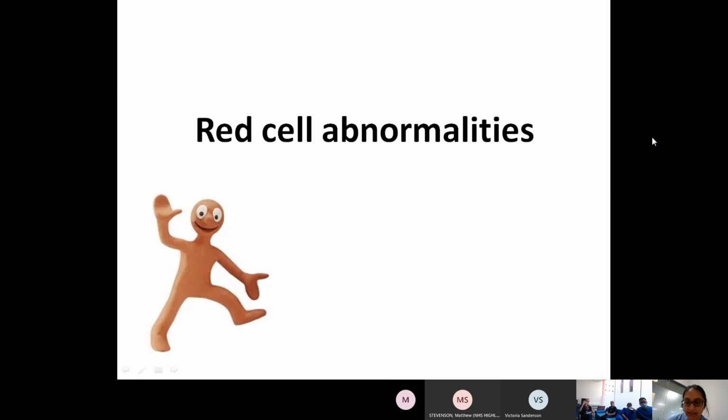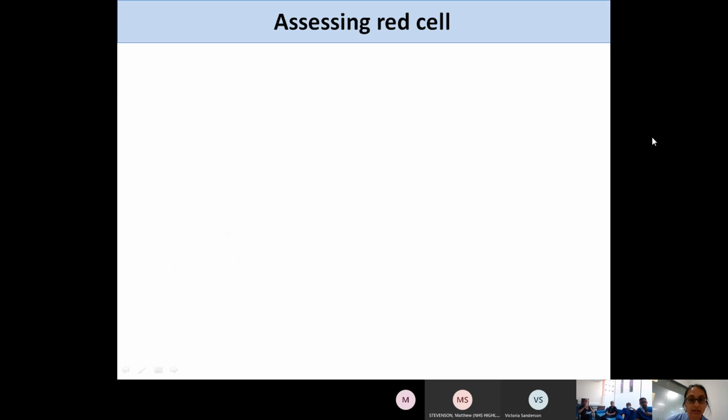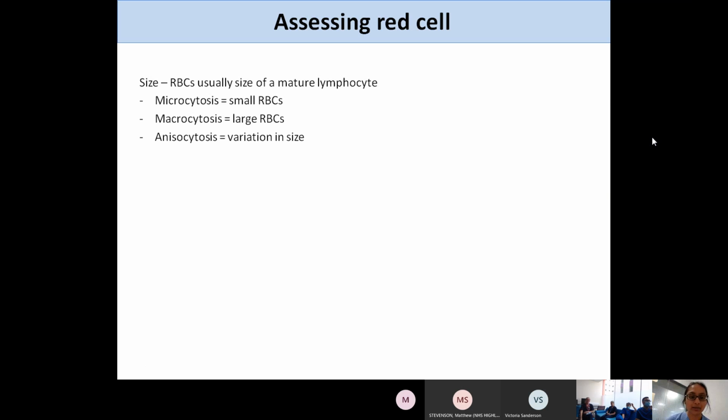So now I'm going to talk a little bit about red cell abnormalities. When we look at red cells, we use big fancy words to describe them. So I'm going to go through them so that you know what we're talking about when we report using these words.